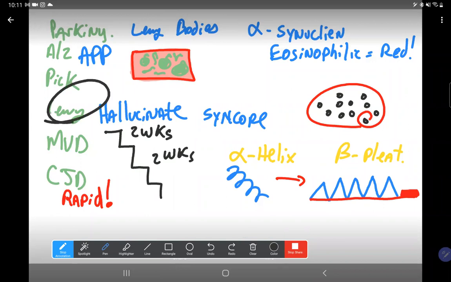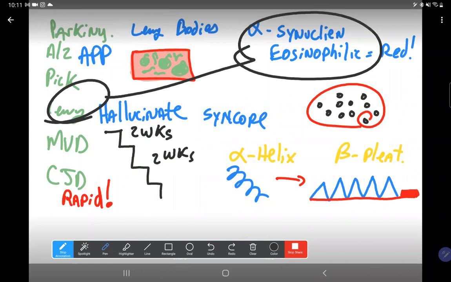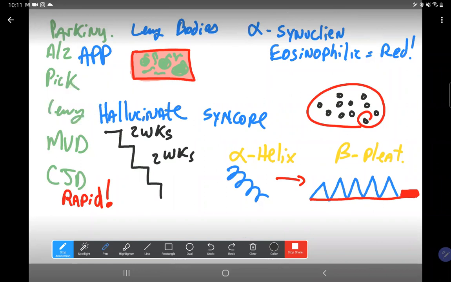In Lewy body dementia, they have these alpha-synuclein eosinophilic inclusions called Lewy bodies. You see, it's the same thing, just like Parkinson's, cogwheel rigidity, movement disorders, etc., but they hallucinate.